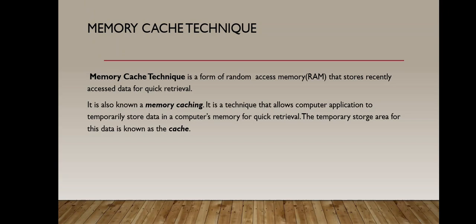Alright, now it's memory cache technique. When we say a memory cache technique, it's a form of a random access memory that stores recently accessed data for quick retrieval. Memory cache technique is also known as memory caching, and it's a technique that allows computer application to temporarily store data in a computer's memory for quick retrieval. The temporary storage area for data is known as the cache.